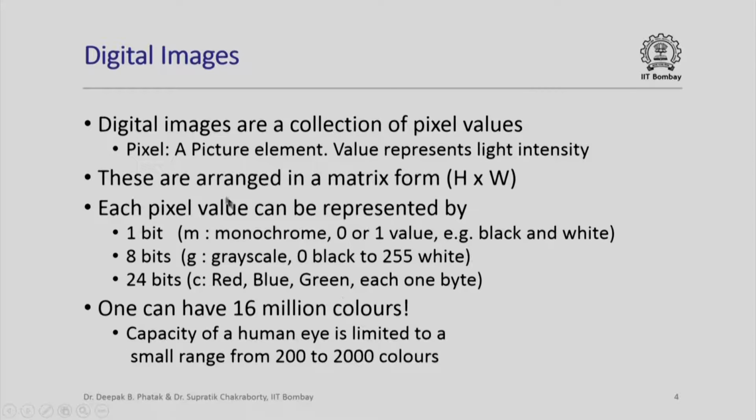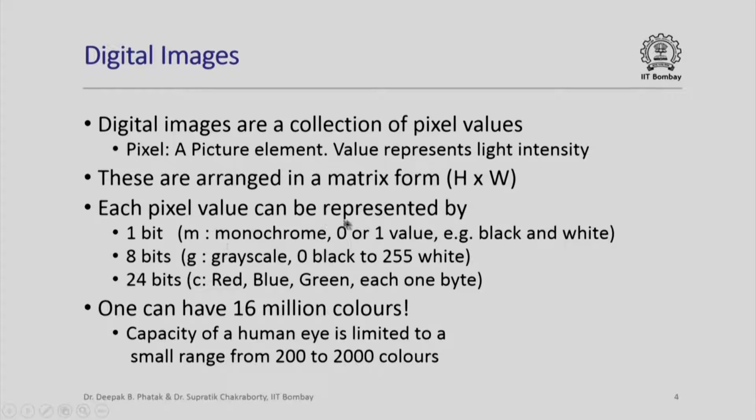So, we now look at digital images. These are actually a collection of pixel values. A pixel is a picture element, and the value of a picture element represents the light intensity. Now, these pixel elements are arranged in a matrix form with certain height and width. So, there are h into w pixels in an image.